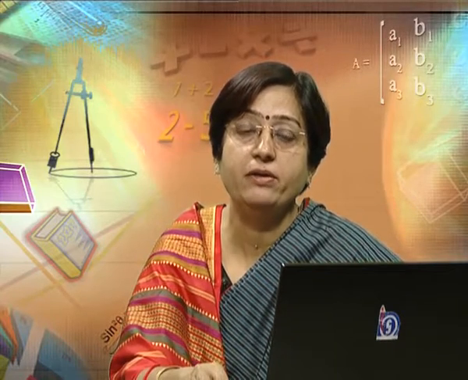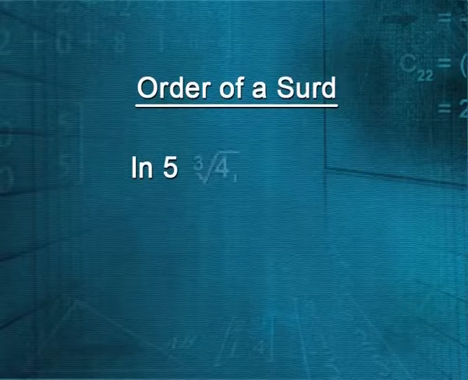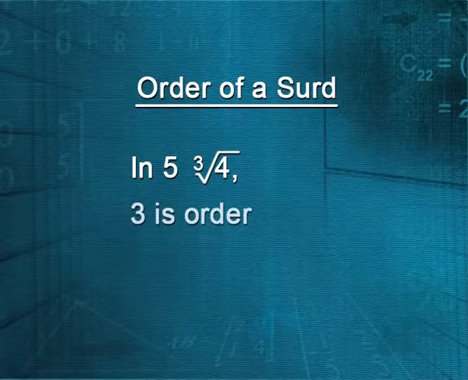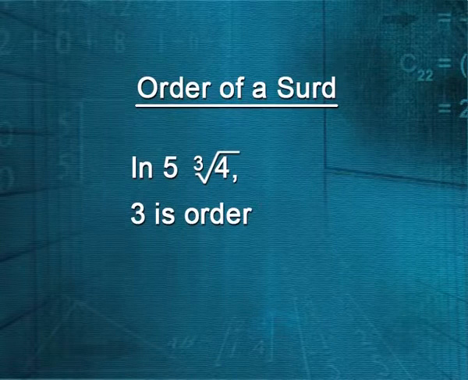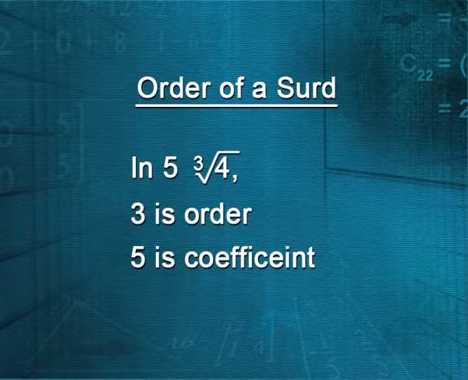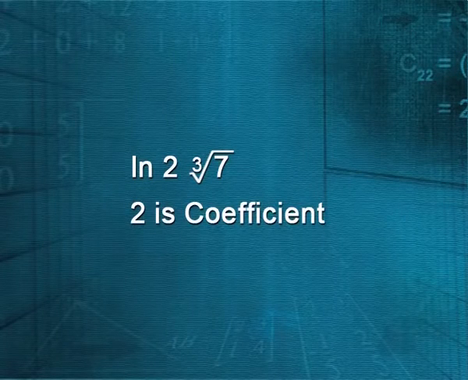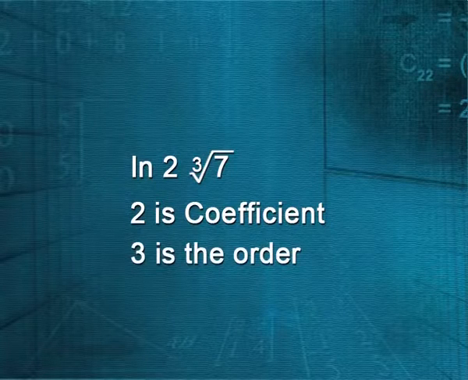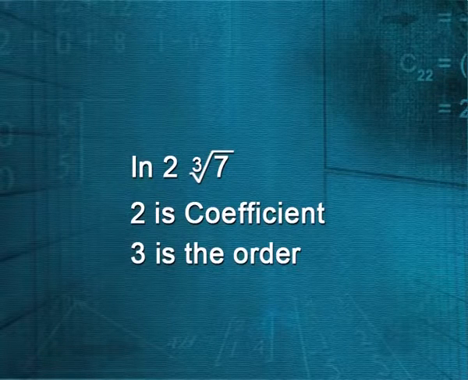Now, let us define what is the order of a surd. In 5 cube root of 4, the order of the surd is 3, because it is the cube root of 4. And 5 is called the coefficient of the surd. In the surd 2 cube root of 7, 2 is called the coefficient of the surd and 3 is called the order of the surd, because we are dealing with the cube root of 7.